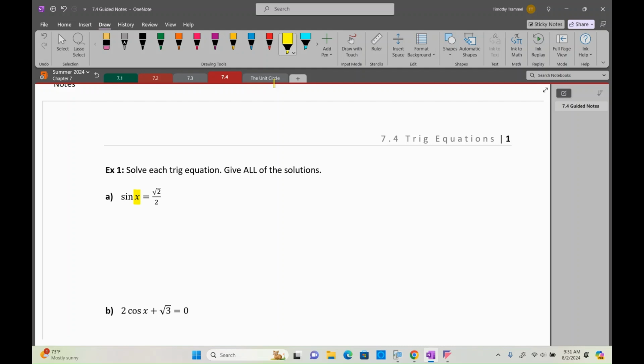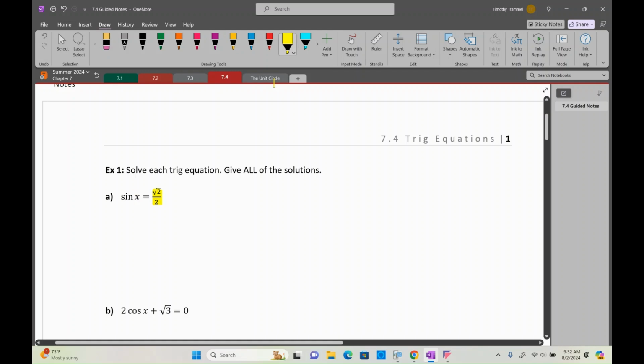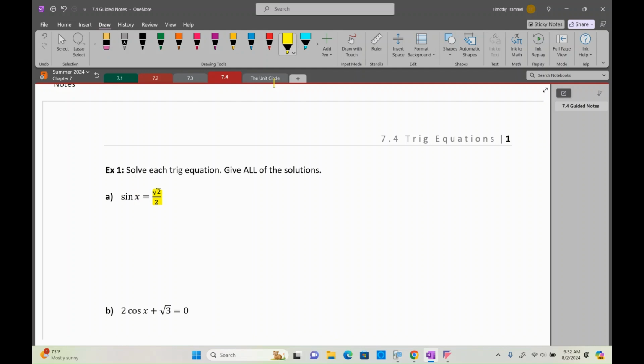All right. And so in this first one here, it says to solve the trig equation and to give all the solutions. So it's going to end up that our trig equations have lots of solutions. And we'll see that that's the case here in a second. So to do this, if you end up with something over here that looks like one of those x or y values that we're used to seeing on our unit circle, then you can actually just use your unit circle. And so we're going to do just that.